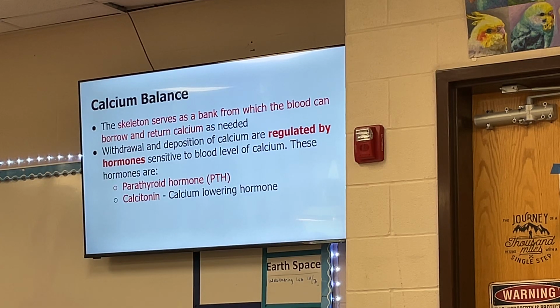Okay, so calcium serves as a bank from which the blood can borrow and return calcium, the skeleton serves as a bank. So if the body needs more, it will draw it from the skeleton, or it can put it back into the skeleton too. So keeping enough calcium in the skeleton is super important. And our hormones regulate this. The parathyroid hormone and calcitonin, the calcium lowering hormone. So there's two hormones that are really important with this, the parathyroid and the calcitonin. They're going to help adjust the calcium levels.